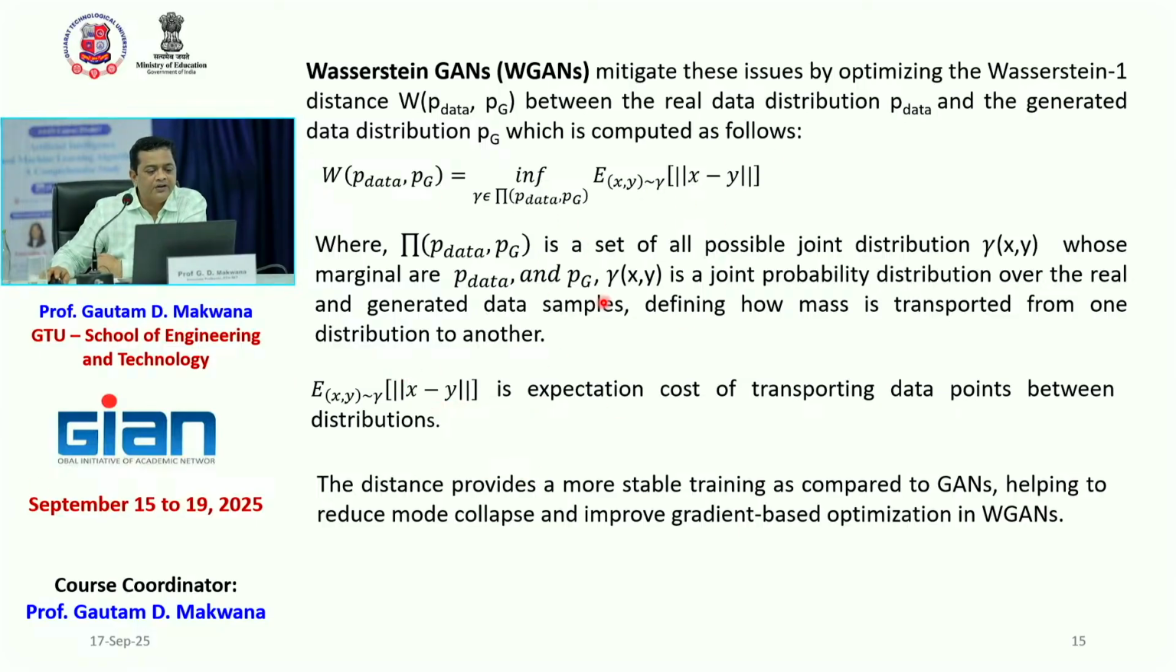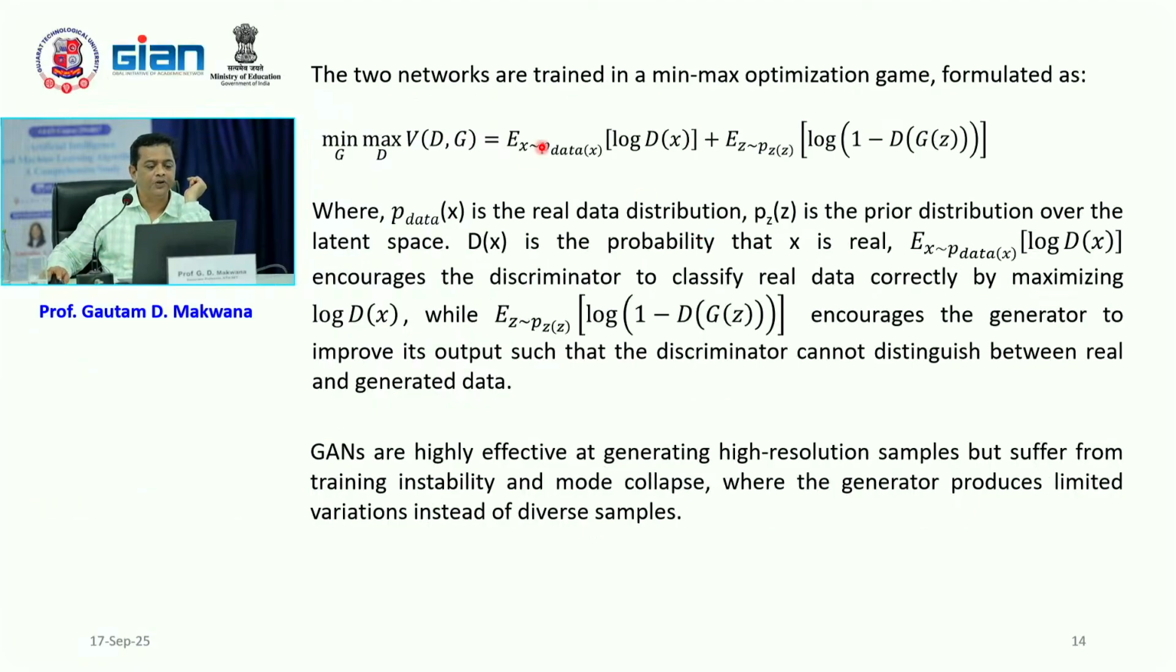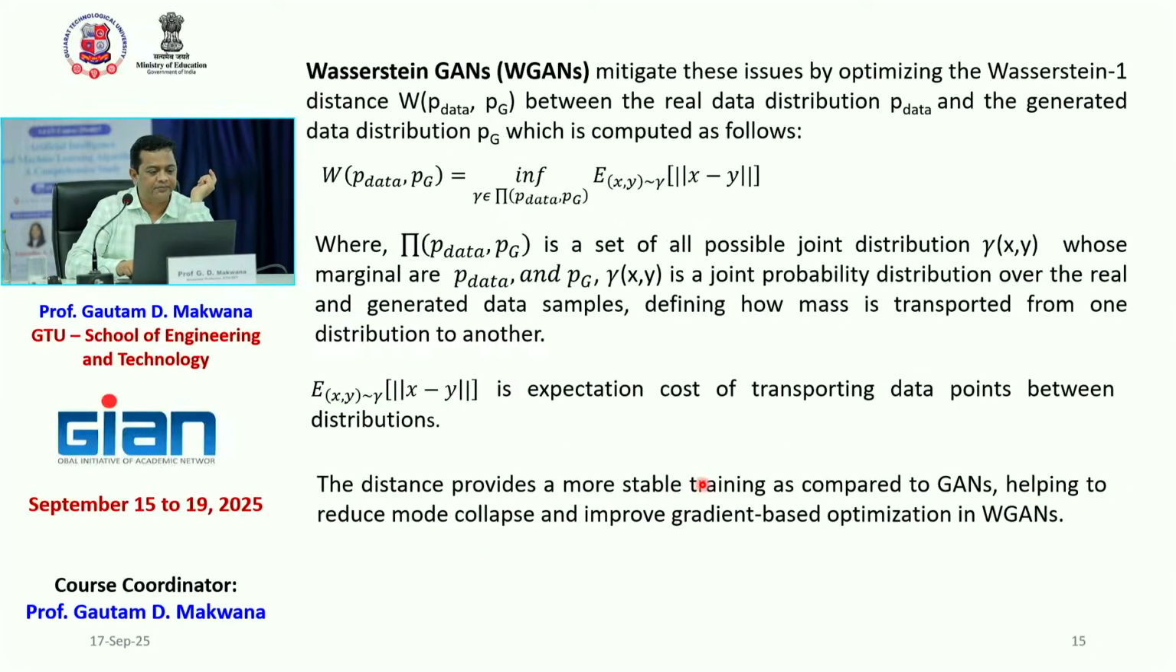So this is one kind of model, the WGAN, which reduces the distance between the real data and the generated data. That solves the issues of the GAN model: the training instability and the mode collapse are solved in the WGAN.